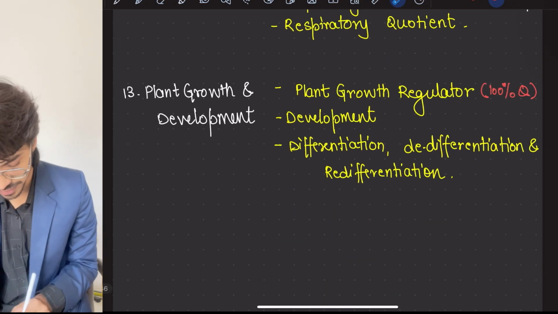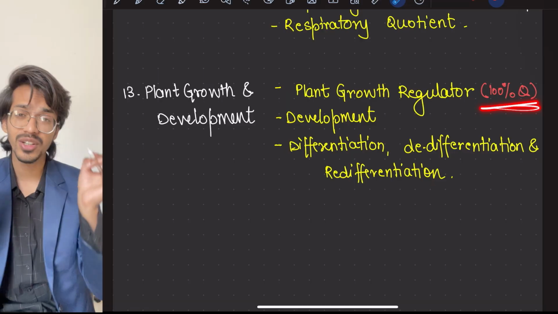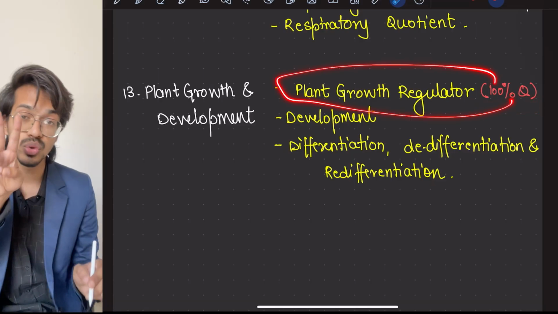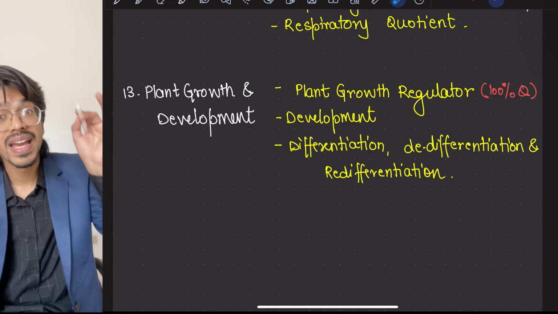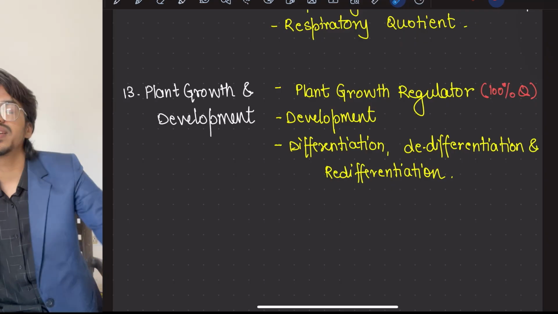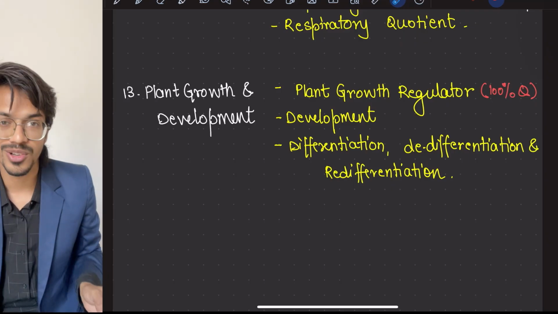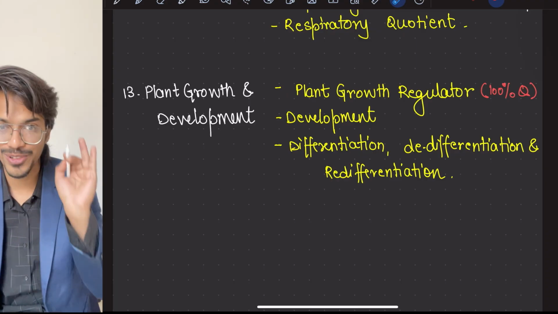Then plant growth and development. 100% I am writing, a question will come from the hormones. Last year 2 questions came. This year also chances are 1 or 2 questions from the hormones will come. In that also definitely there will be a question from gibberellic acid or gibberellins. Okay, so that you have to remember.